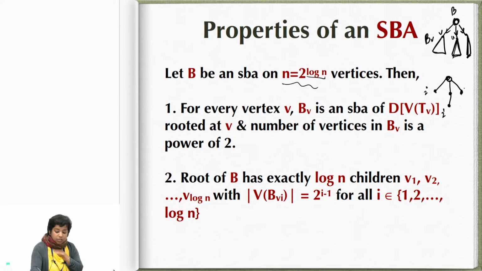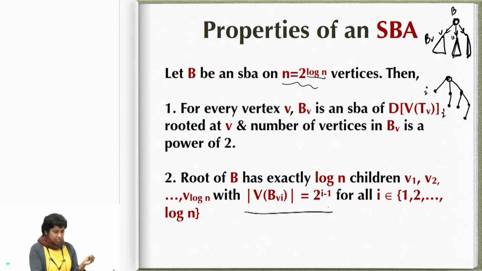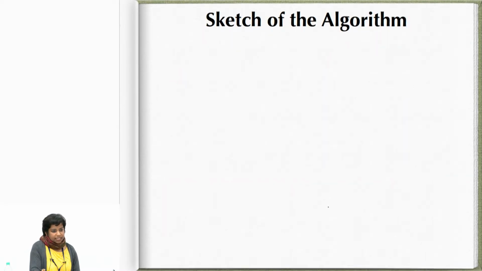So as I said, this should also be an SBA of 4 vertices. So how should it be? It should also have this property that it has one child of this kind, and the other one is a child like this. So basically, this guy has one child which has a subtree rooted at it of size 1, another child which has a subtree rooted at it of size 2. This is how it proceeds. This is what this relationship says. These things are critically used in our algorithm. There is a lot of structure that one can exploit. The algorithm proceeds in several stages.